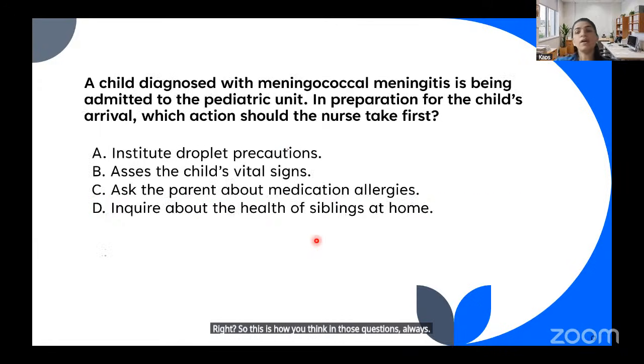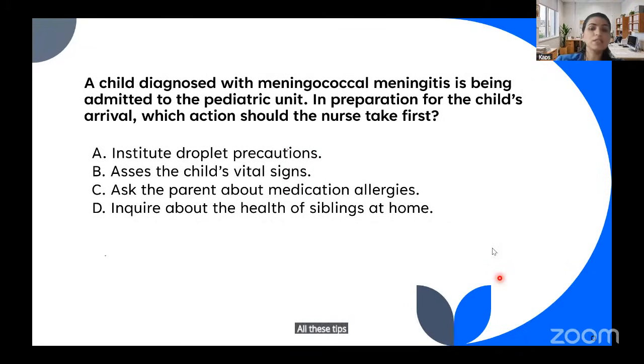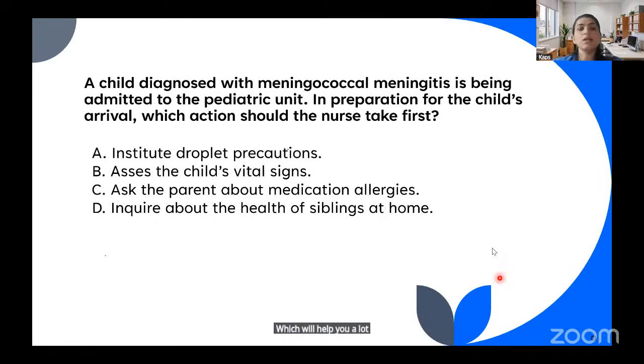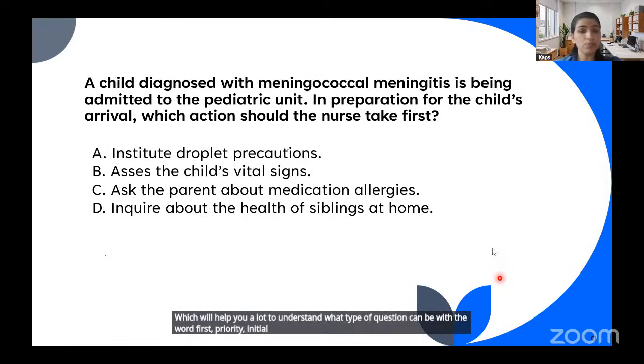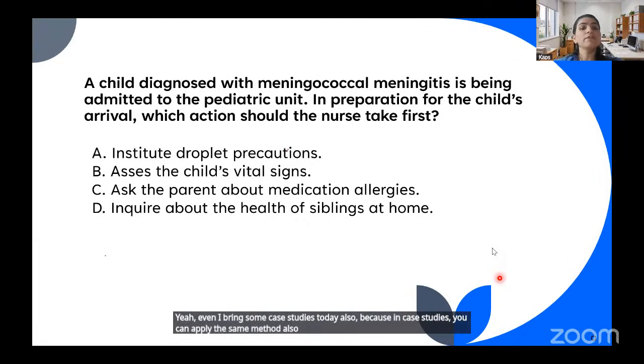Now, let's try the first question on my screen, and you will understand better how to apply all these tips and strategies that I'm talking about today. You will learn with me in every single question how to apply this. These are sample questions, of course, which will help you understand what types of questions can come with the words first, priority, initial, highest priority, next. I even brought some case studies today, because in case studies you can apply the same method if the words first, priority, or initial are in there.